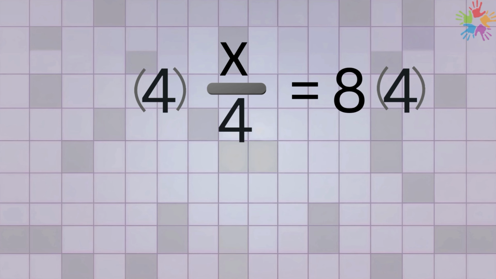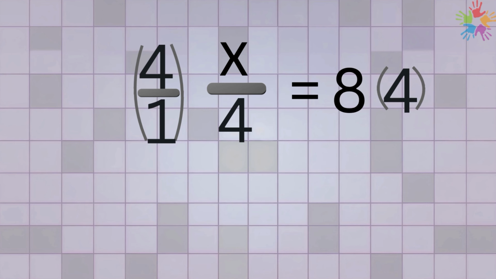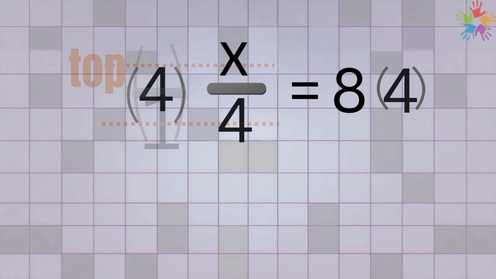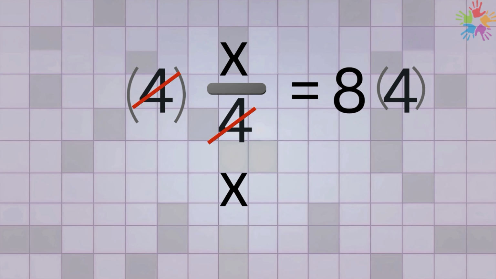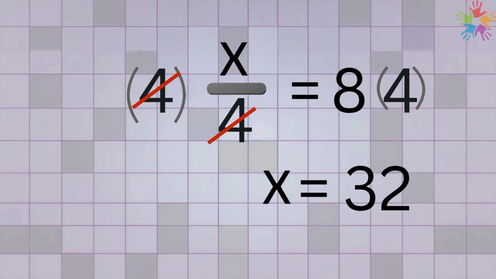Now, let's simplify. On the left side, remember, 4 can be written as 4 over 1, so it's clear that it's in the numerator or on top. The 4's cancel. That leaves just x on the left. On the right, 8 times 4 equals 32. So the final answer is x equals 32. And the equation is solved.